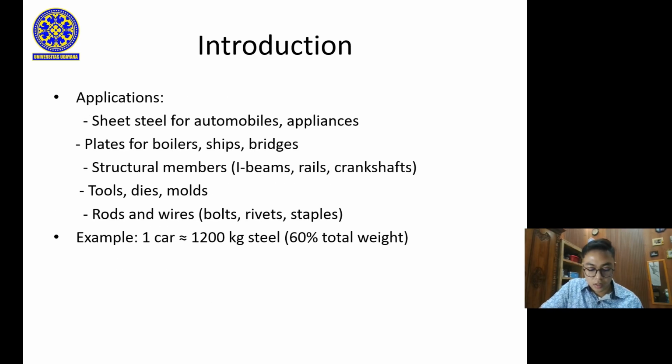They have various applications, such as sheet steel for automobiles and other appliances, plates for boilers, ships and bridges, structural members like I-beams, rails and crankshafts, tools, dies and molds, and rods and wires for bolts, rivets, and staples. For example, one car contains 1200 kilograms of steel, which makes up 60% of its total weight.